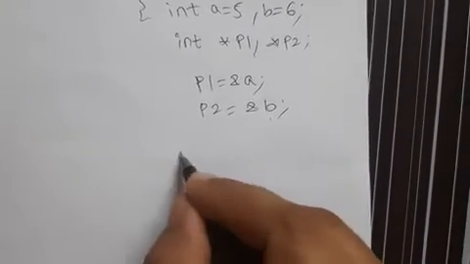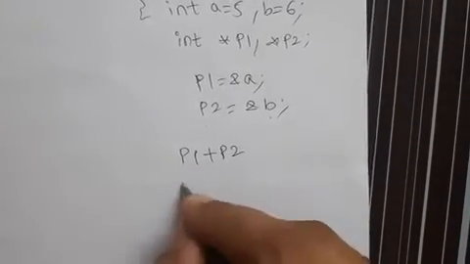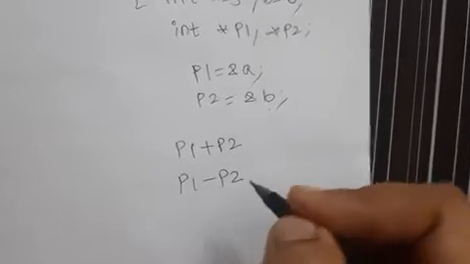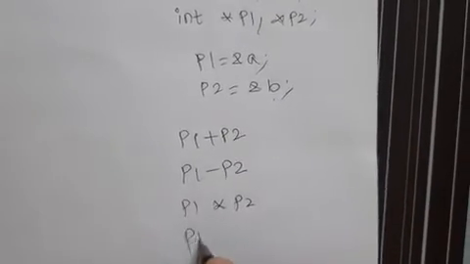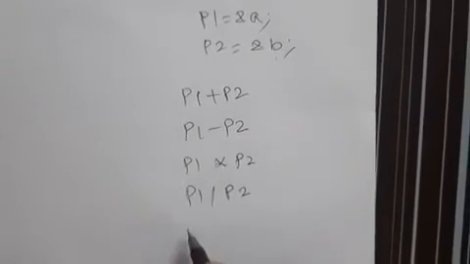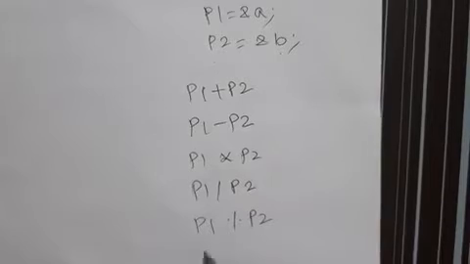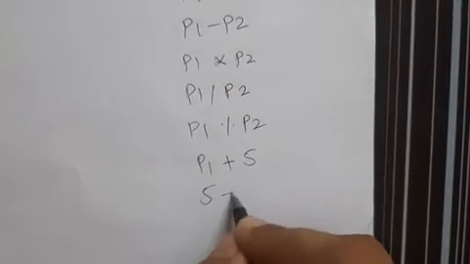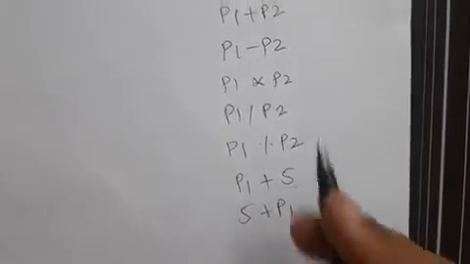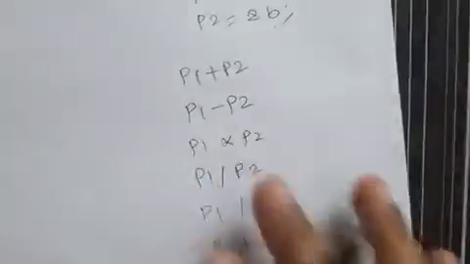Can we add two addresses, P1 plus P2? Can we subtract two addresses? Can we multiply two addresses? Can we divide two addresses? Arithmetic operations I am questioning about. Can we do the modulus between two addresses? Can we add some value to this, some number like this? So what are the different possible things you can do with the pointers? We should be very clear with these arithmetic operations.